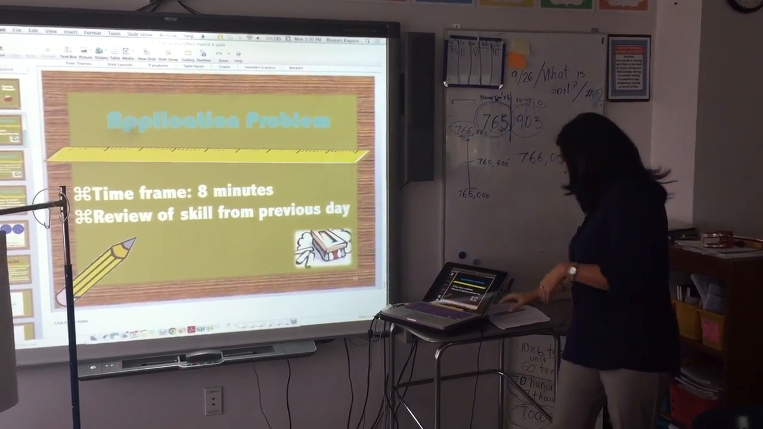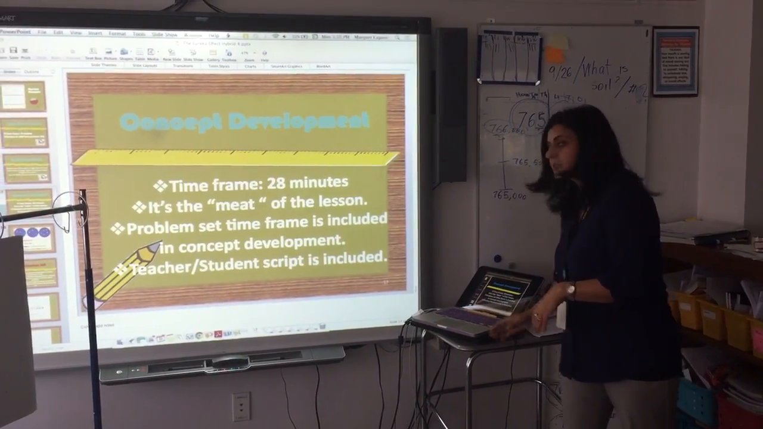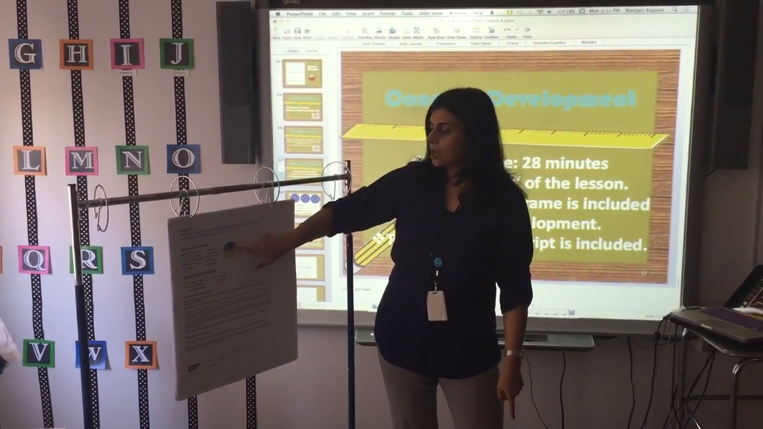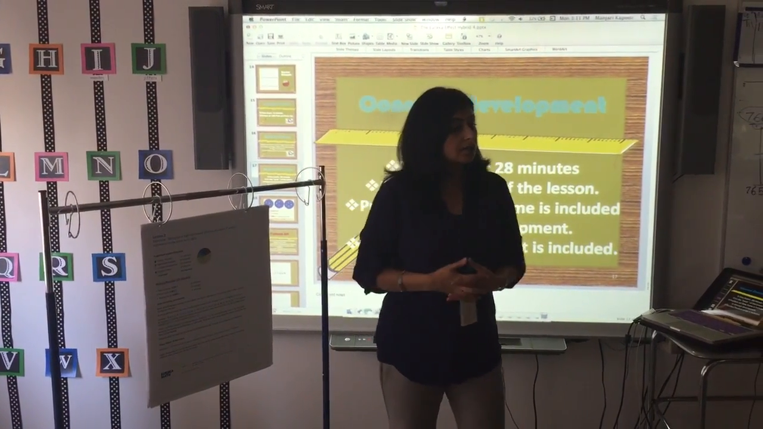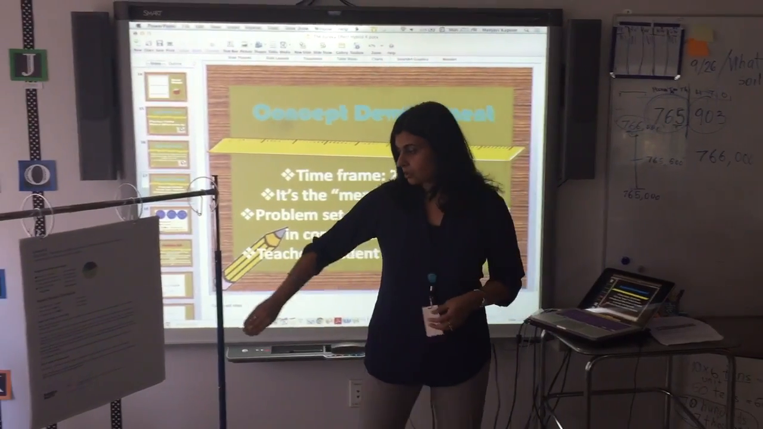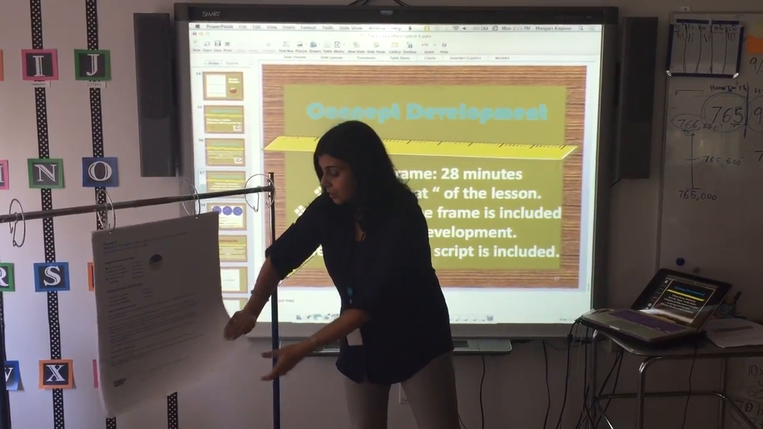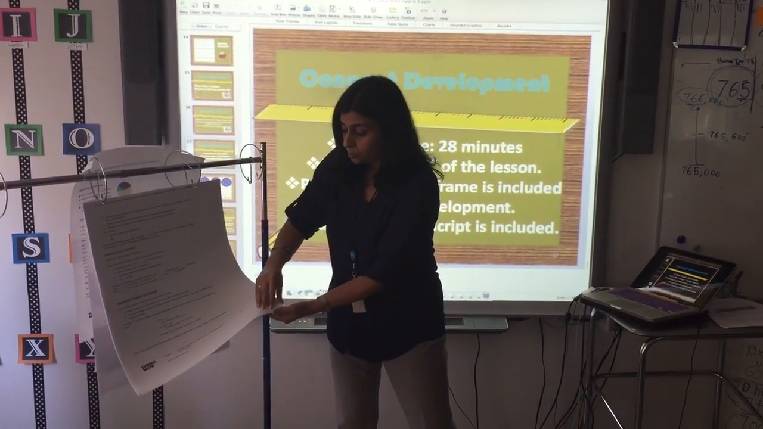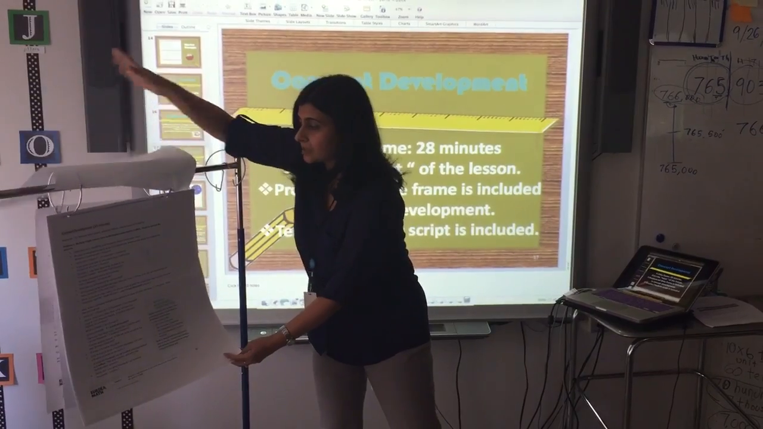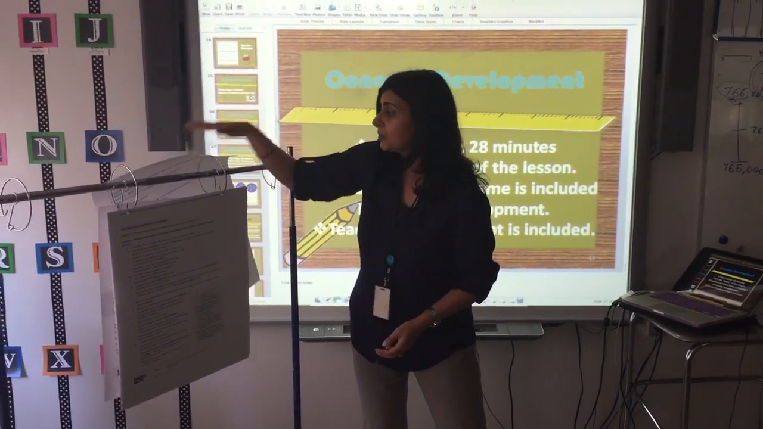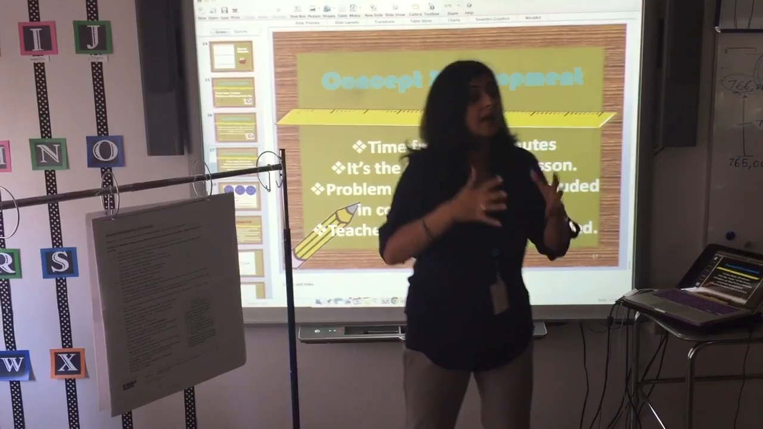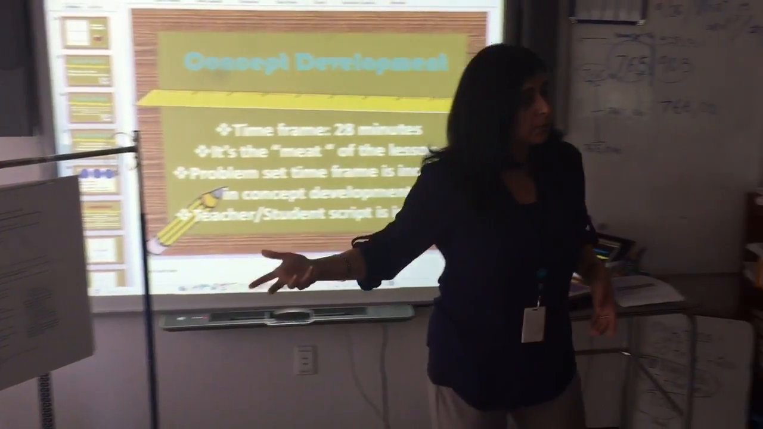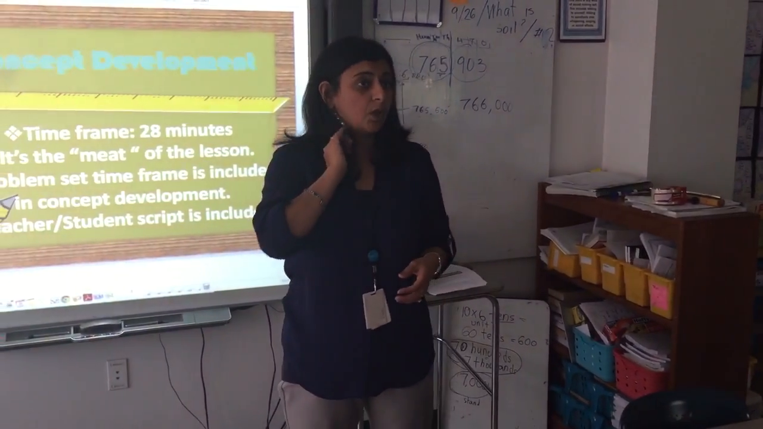The third important component of this is the concept development. If you look at this pie chart, guess how much time is devoted to concept development? A major chunk of time. This is the meat of the lesson. Here, most of the teaching is happening where you are introducing today's lesson and you are helping them understand what they have to learn today. Most of the time, about 30 to 33 minutes are devoted to this concept.